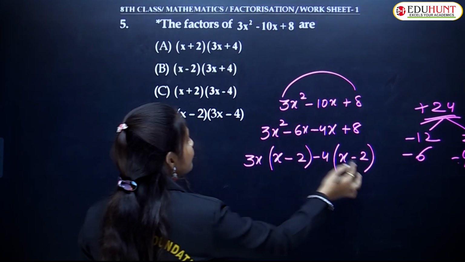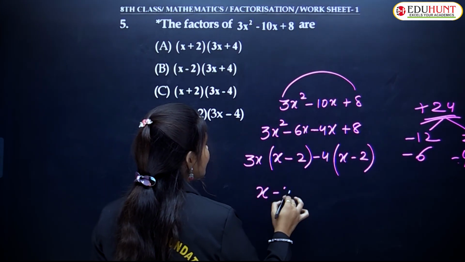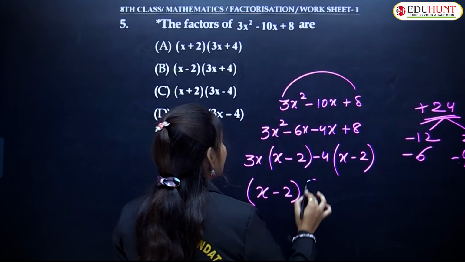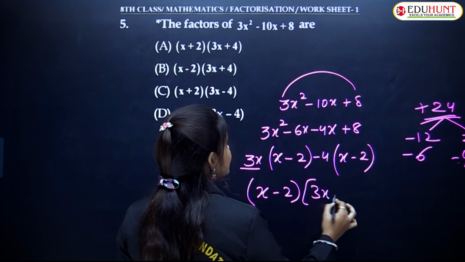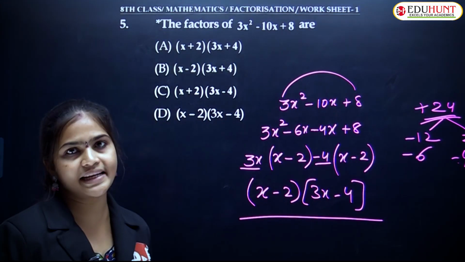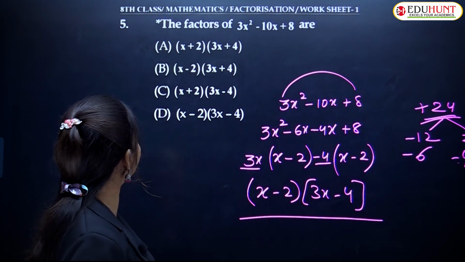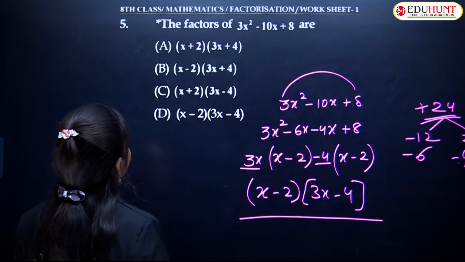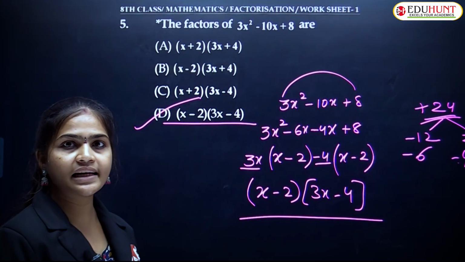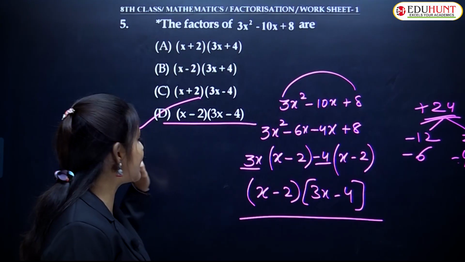Again, from these two terms, take x minus 2 as common. The leftover here is 3x minus 4. These two are the factors of the given expression. Which option is correct here? x minus 2 into 3x minus 4. Yes, option D is correct.